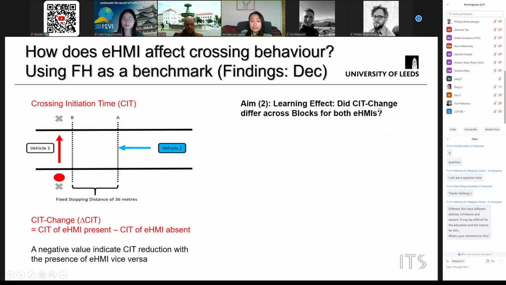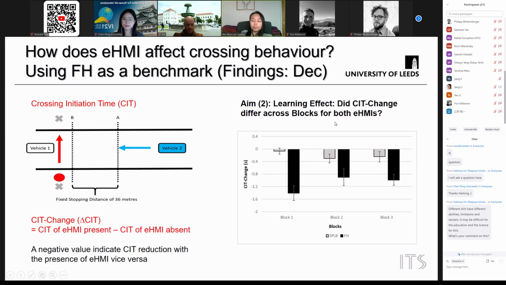So the second aim is learning effects. So the CAIT change differs across blocks for both eHMIs. What you're seeing here, again, these huge black bars represent the flashing headlights. We have block 1, block 2, and block 3. You can almost immediately see that there is this huge effect for flashing headlights, but a very tiny effect for the slow pulsing light band, and then it decreases slightly across block 2 and block 3, but still is not as big as what we can see in the flashing headlights. This is typically telling us that if people are very familiar with an eHMI, and they know what it is trying to communicate, then there is an immediate effect, as compared to the novel eHMI that we're seeing here.